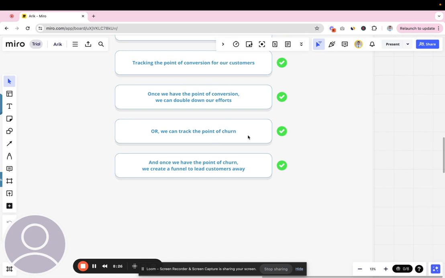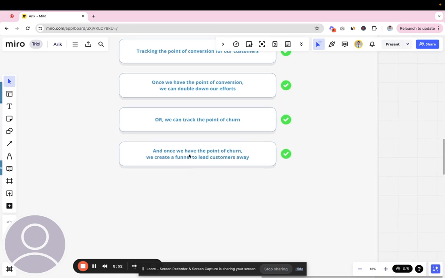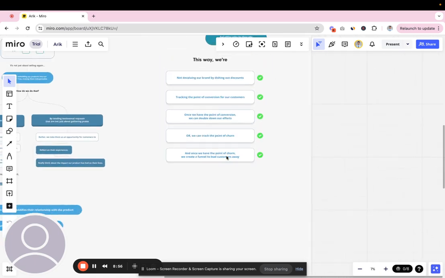If it's a subscription, let's just say, for example, it's a gut health product, a probiotic or something like that. And after 2 months, we're noticing everyone's churning. Maybe it's a 90-day cycle and they just didn't know that. Well, let's communicate that, because then we can identify that the reason they're churning is because they're not aware that you get results in 90 days. Simple thing, right? It adds value to the customer. They understand how to use the product, and we keep the customer longer term because they understand it's a process. And once we have the point of churn, we create a funnel to lead the customers away, exactly with what I just said.